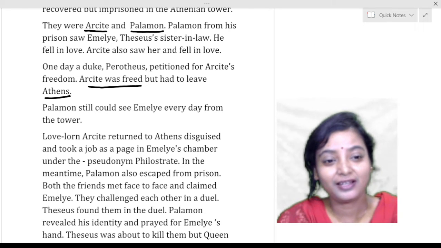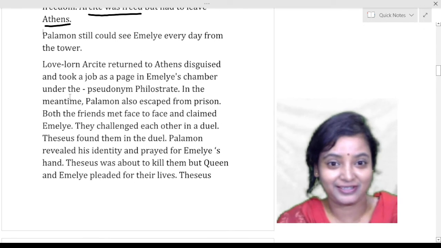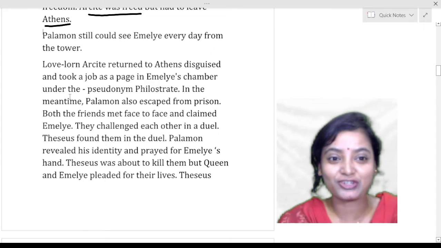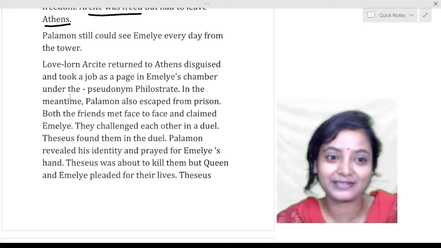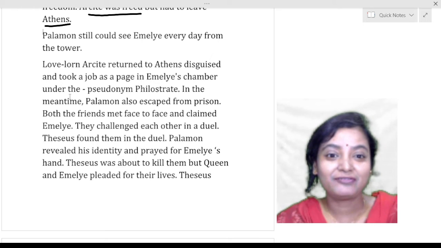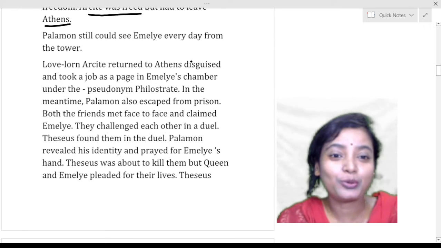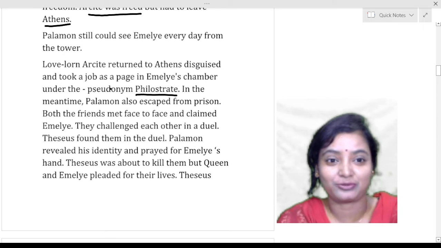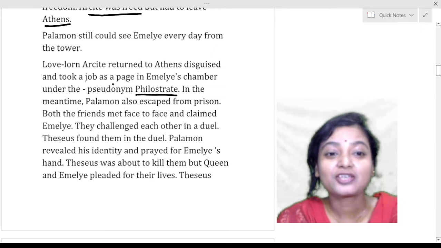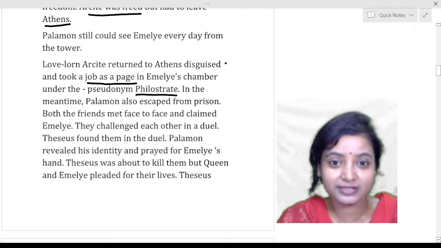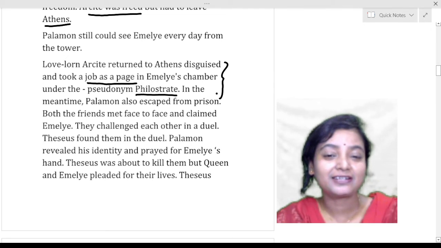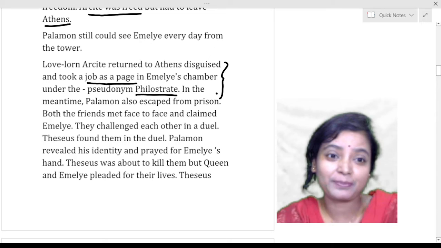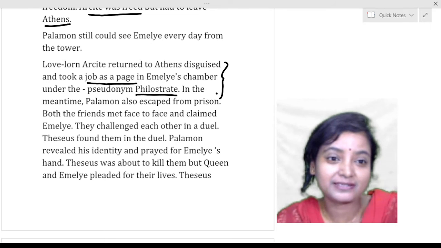tower. Lovelorn Arcite returned to Athens, disguised, and took a job as a page in Emily's chamber under the pseudonym Philostrate. So which pseudonym did Arcite take when he returned, and which profession also? He took a job as a page. So note down this information: Arcite took the disguise of a page in Emily's chamber and took the pseudonym Philostrate.